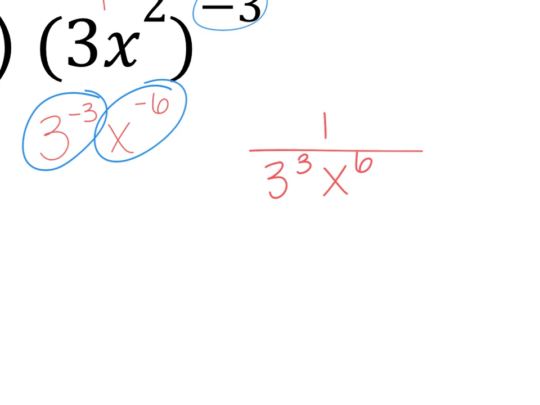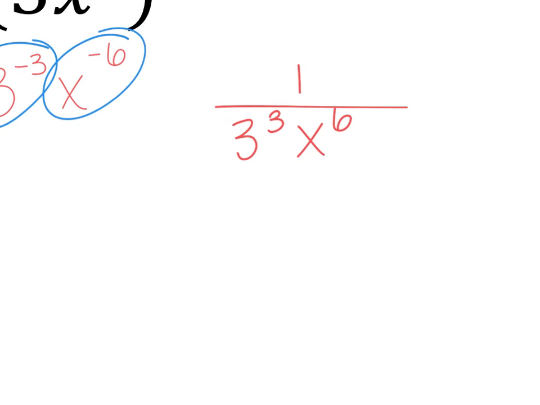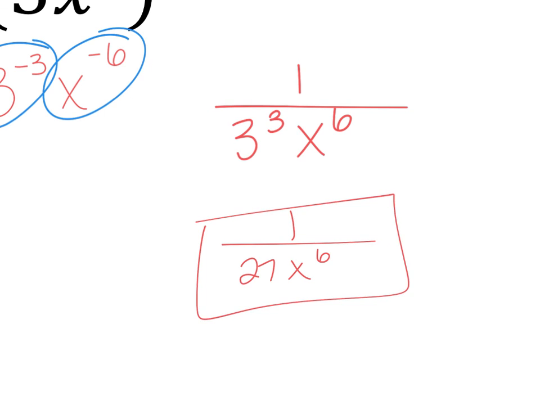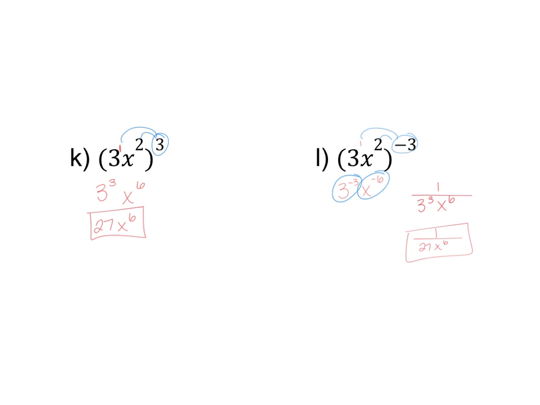All right, can I leave it like that? No, but we're really close. Last thing, we need to simplify that 3 to the third. So this will be 1 over 27x to the 6th. So if you notice, it's just like that other one, except it's the reciprocal, which makes sense because there was a negative exponent.